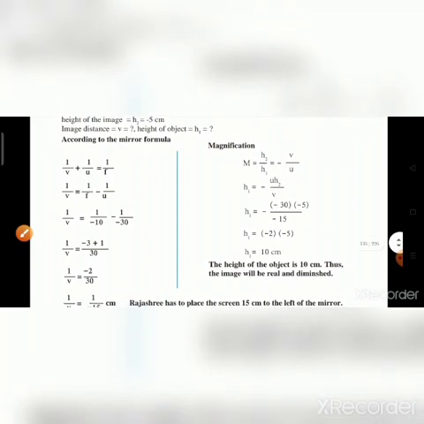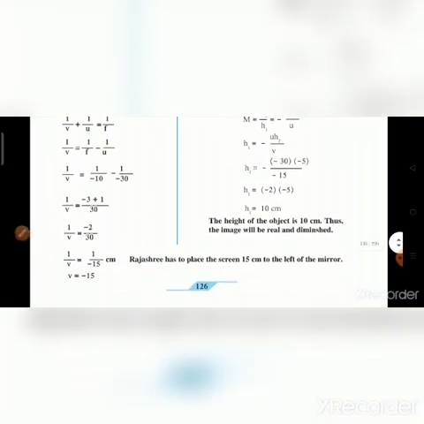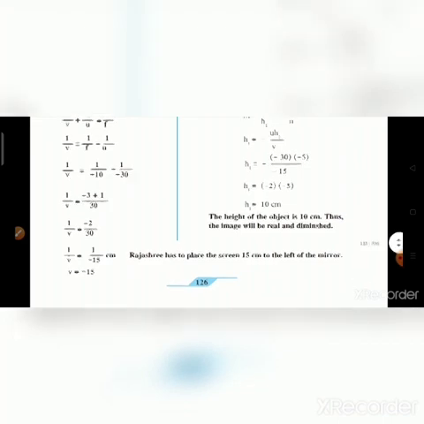we'll be getting the answer as v is equal to minus 15, h is equal to 10 centimeter. The height of the object is 10 centimeter, thus the image will be real and diminished. Rajashri has to place the screen 15 centimeter to the left of the mirror.